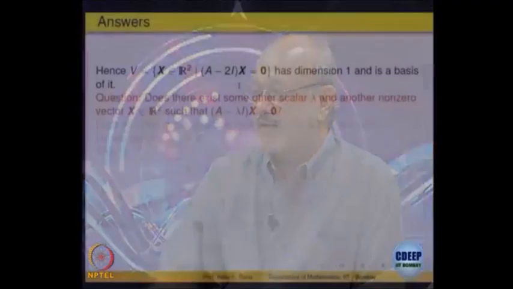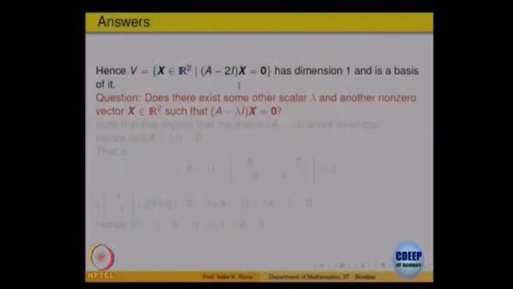So, the question comes: does there exist some other scalar for this matrix? We have got the scalar 2, and we got a vector 1, minus 1, so that A applied to 1, minus 1 is equal to 2 times 1, minus 1. The question is whether there is some other scalar and some other vector which has a similar property. So, how does one find that scalar?